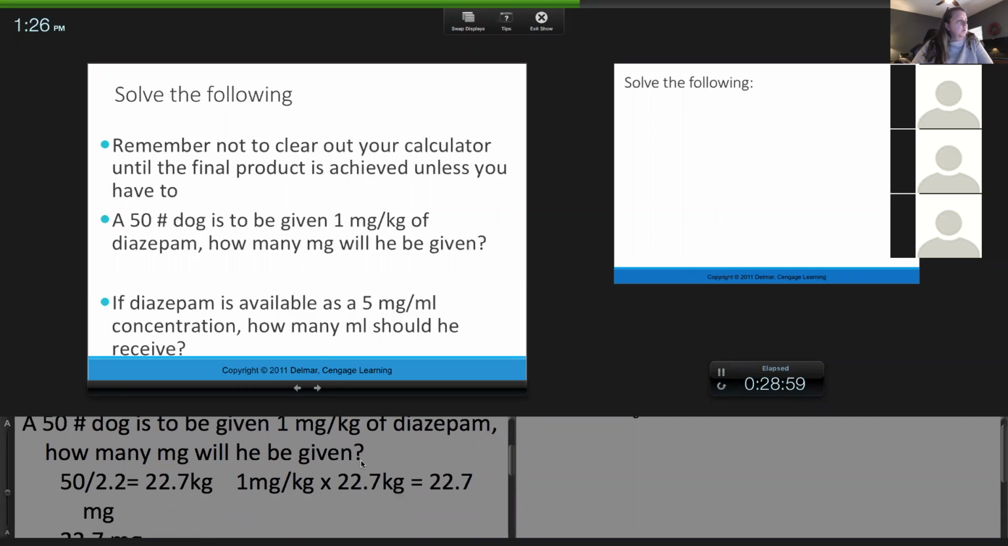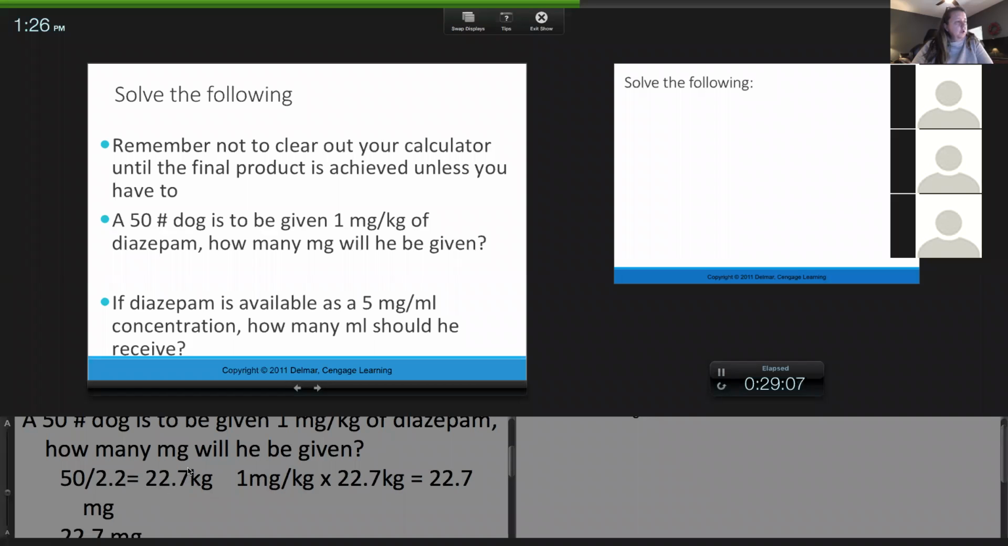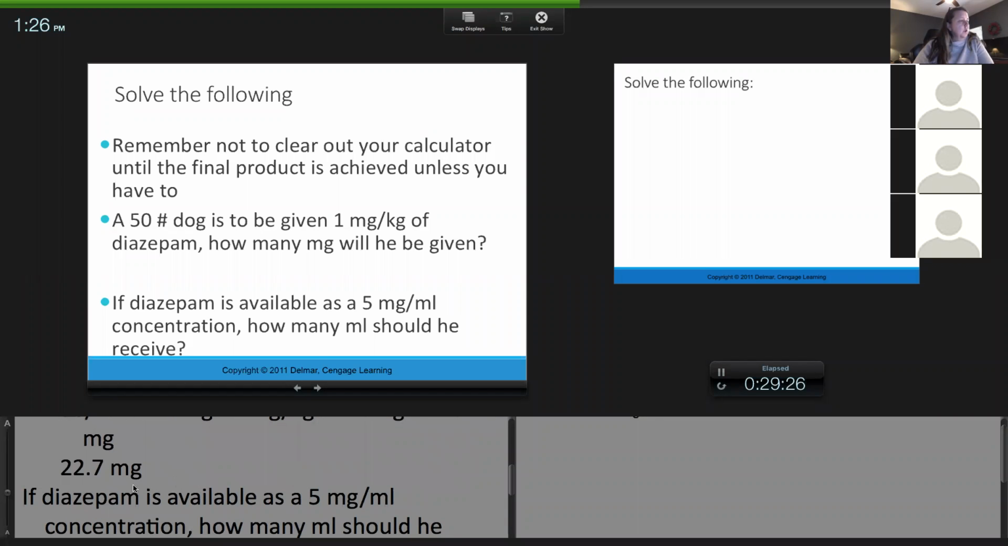What we're going to do, the first thing under here, 50 divided by 2.2 in the gray box is 22.7 kilograms. That's the weight in kgs. 1 mg per kg, 1 times 22.7 is 22.7 milligrams. Dog needs 22.7 milligrams. That's the first thing I would write in the chart. Second thing is it is 5 milligrams per mil.